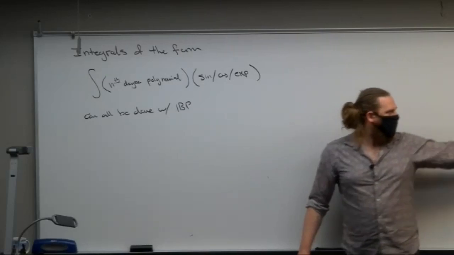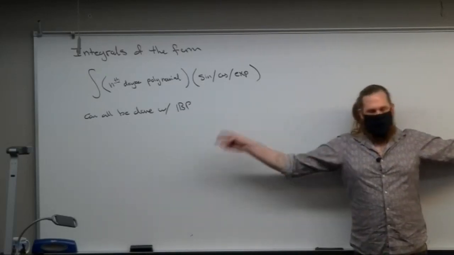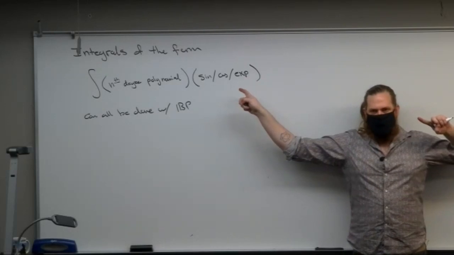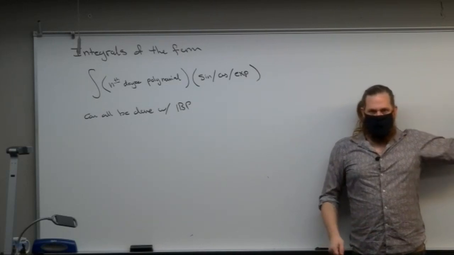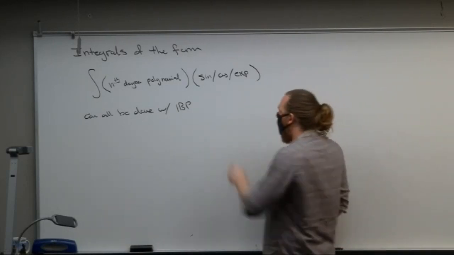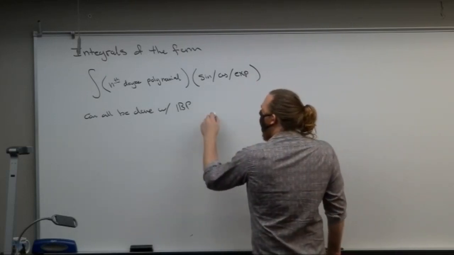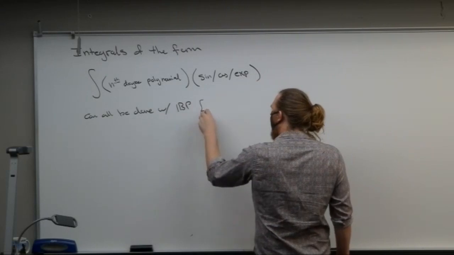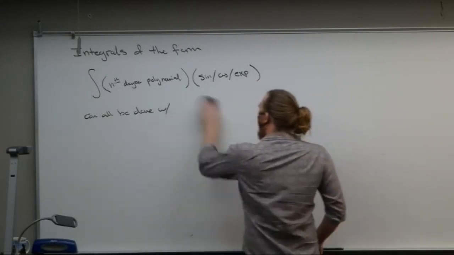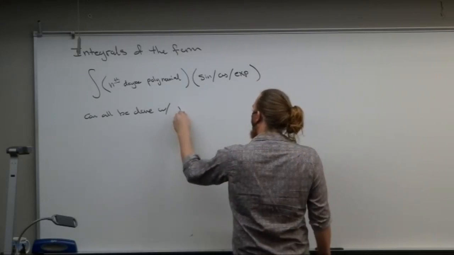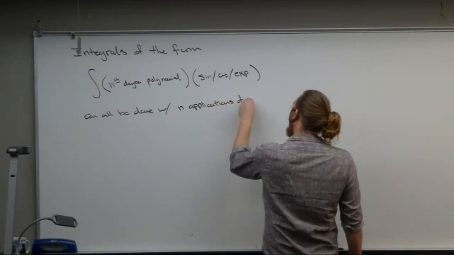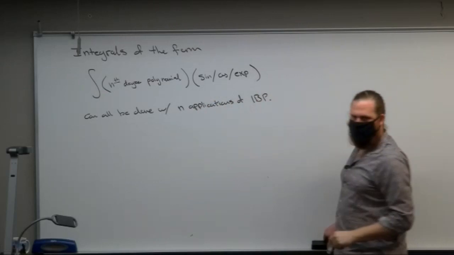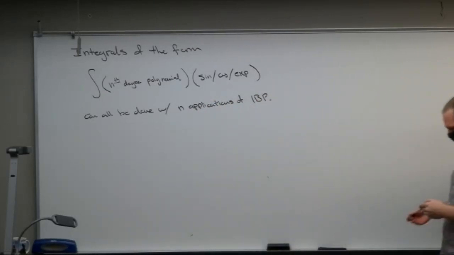Following what we saw over here, a degree 1 polynomial times e to the x required 1 run of IBP. A degree 2 polynomial times a transcendental function, sine, required 2 runs of IBP. A degree n polynomial times sine, cos, or exponential requires n applications of IBP. So if it was a degree 3 polynomial, we would run integration by parts 3 times. Degree 20 polynomial, you'd have to run IBP 20 times.